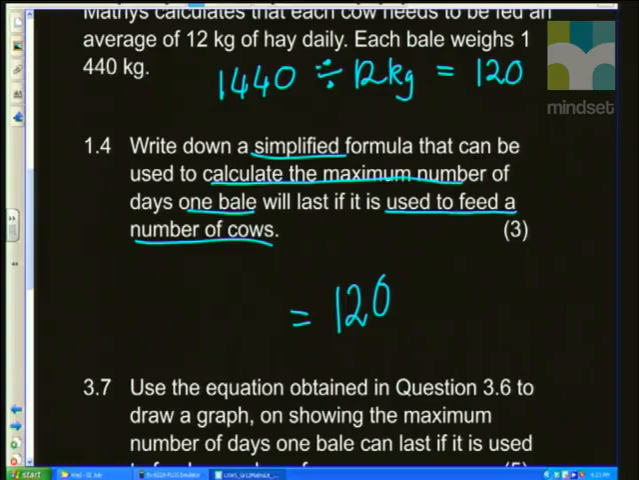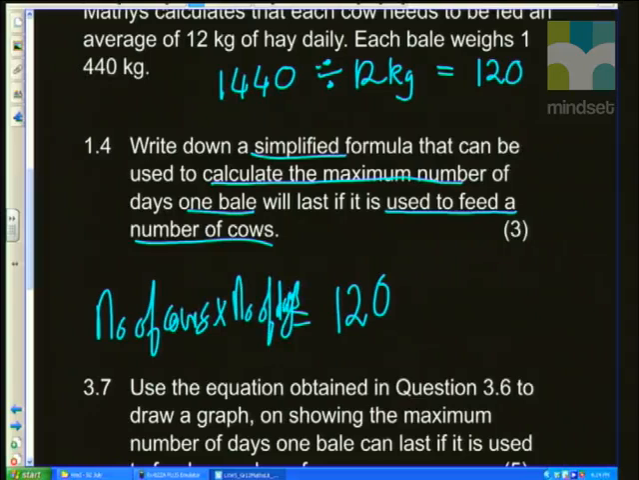And then we can say this. Look carefully. We can say the number of cows times the number of days must multiply together to give us 120. Why am I saying that? Because if you test it, you'll see that if we had one cow and we asked how many days is it going to last us, remember, it's going to eat 12 kilograms. What do I need to multiply this by to give me 120? 120. Does that make sense? 120 times 12 will give me the 1,440. Yes, it does make sense.